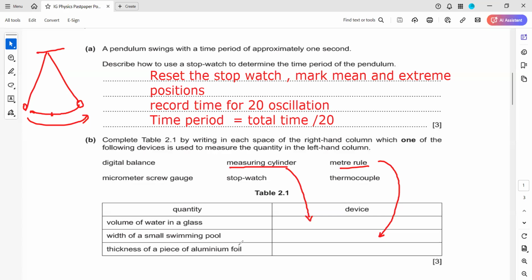Thickness of a piece of aluminium foil. Aluminium foil is very thin, so which instrument can be used? A micrometer. So we can use a micrometer screw gauge.